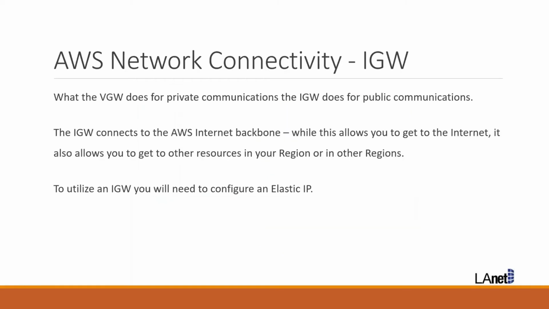The IGW, or Internet Gateway: what the VGW does for private communication, the IGW does for public communication. So this is how you get to and from the internet from your VPC. It's very similar in that you attach the IGW into the VPC, and then you, of course, are going to need some kind of a NAT. It's called an elastic IP, and you configure an elastic IP so that you can NAT your items. And there's a couple other ways to do NAT as well. They have a feature called NAT Gateway as well. Just depends a little bit on your particular needs.